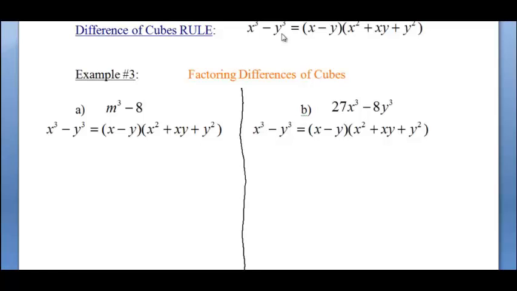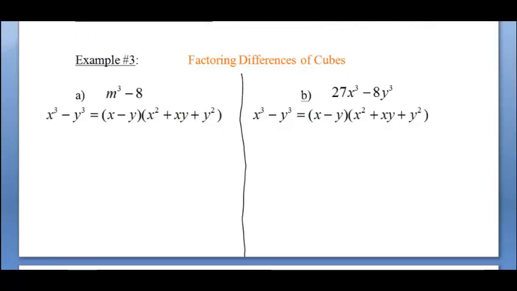So the first thing we need to identify is what value cubed gives the first and second term. And notice in this case we have a minus, so that's why our first factor is x minus y. So let's go ahead and look at an example. It'll be easier to see the pattern as we do a few of these.